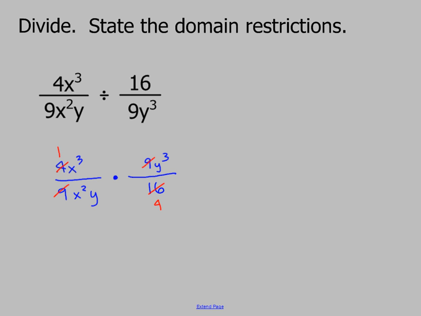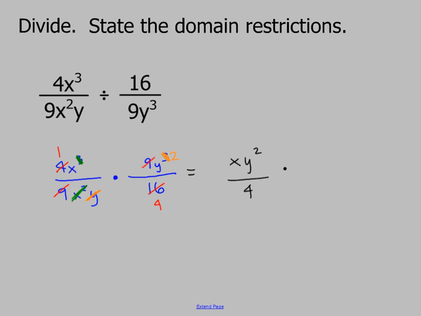I have 2 x's on the bottom that I can get rid of as long as I get rid of 2 of the 3 x's on the top, so that leaves me with 1 x. I can also get rid of this y from the bottom as long as I get rid of 1 of the 3 y's, so that's going to leave me with 2 y's left over. So now I have 1xy squared, so that's going to be xy squared, over the only thing that was left in the denominator, a 4.